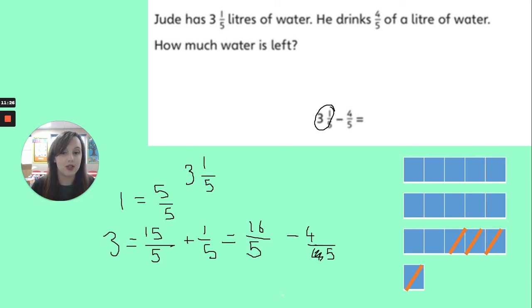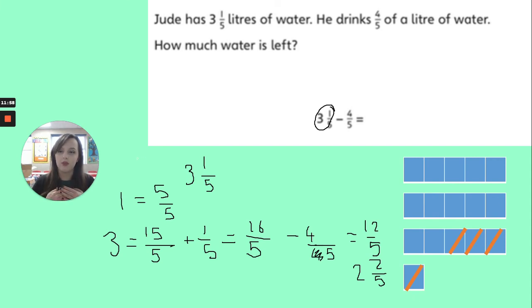Let's look back at this question. So 16/5 take away 4/5. I know that 16 take away 4 is going to be 12. My answer is 12/5. If I want to write this as a mixed fraction, so a whole and then our fraction left over, I know that 10/5 is 2 wholes. So I have 2 wholes and 2/5 left over here, which is the same as what I'd counted here with my bar models.